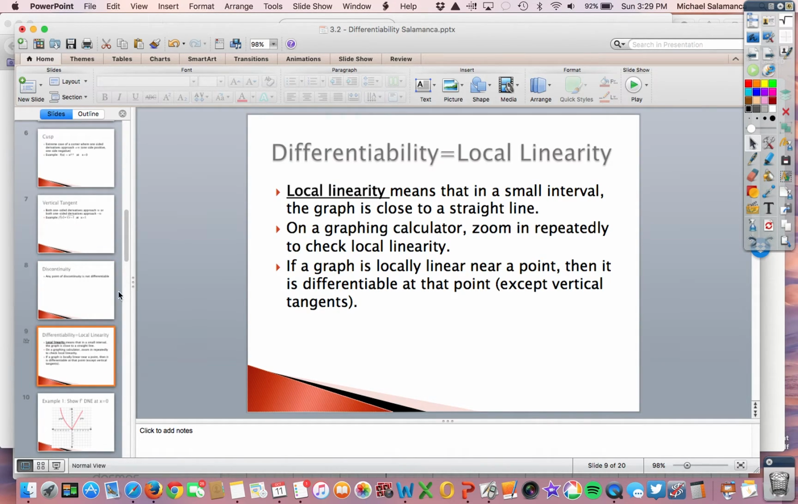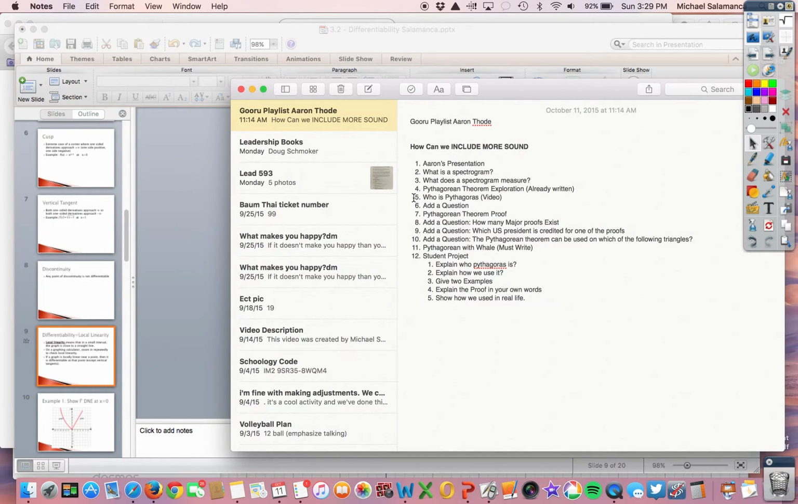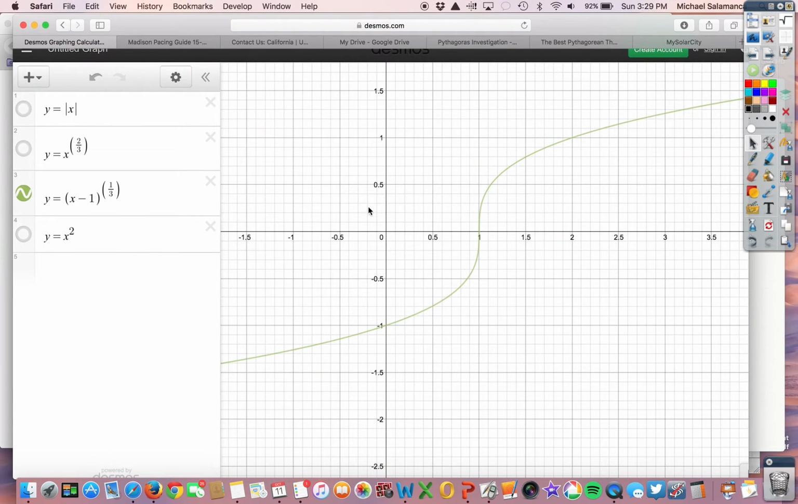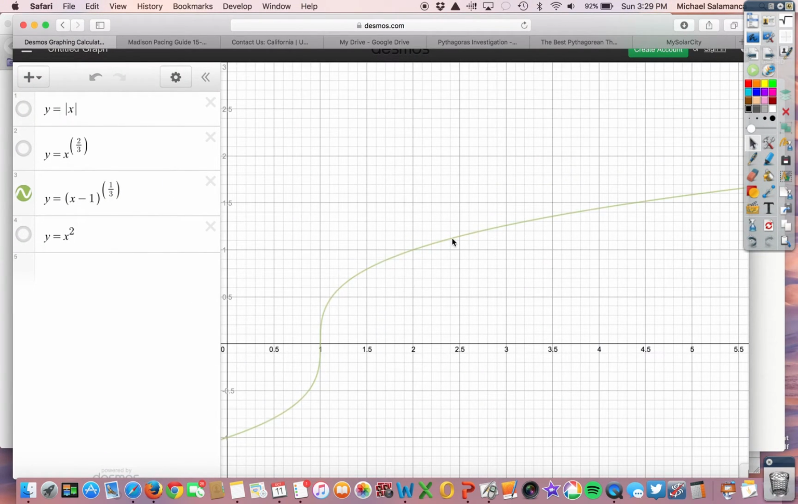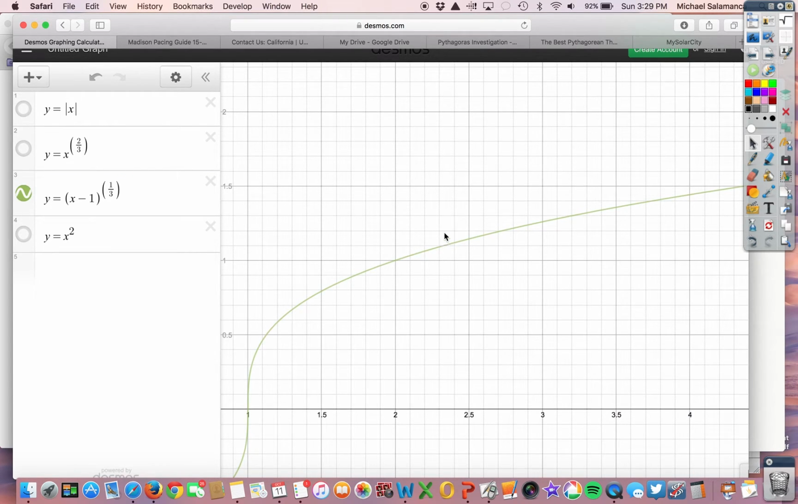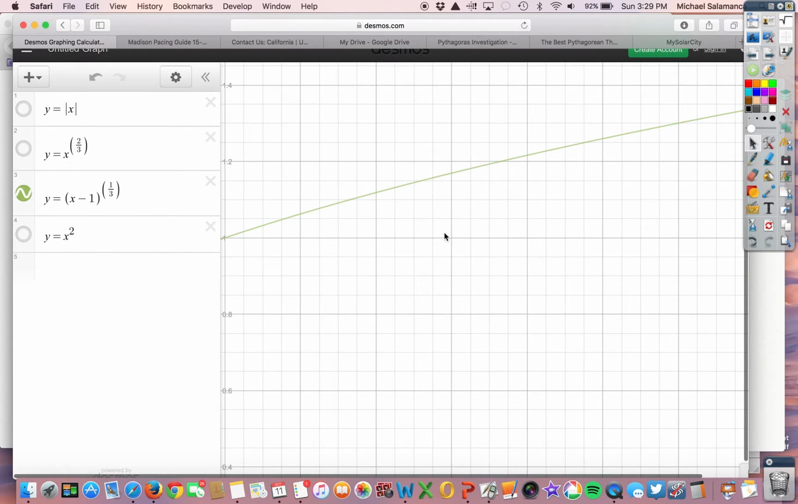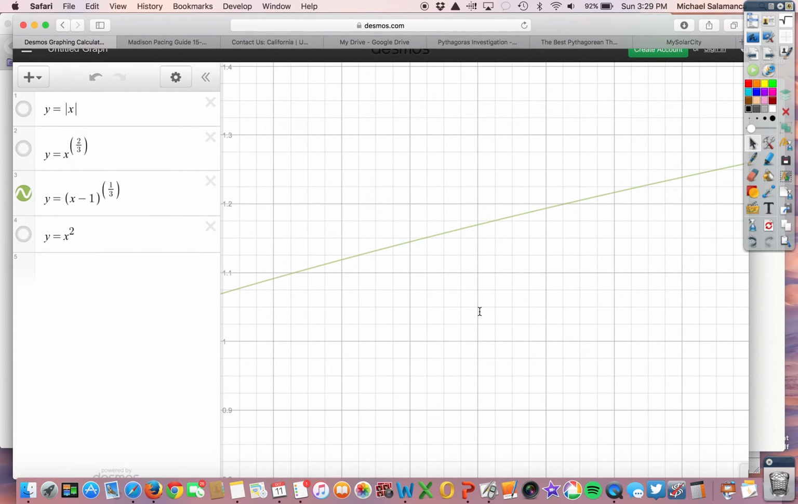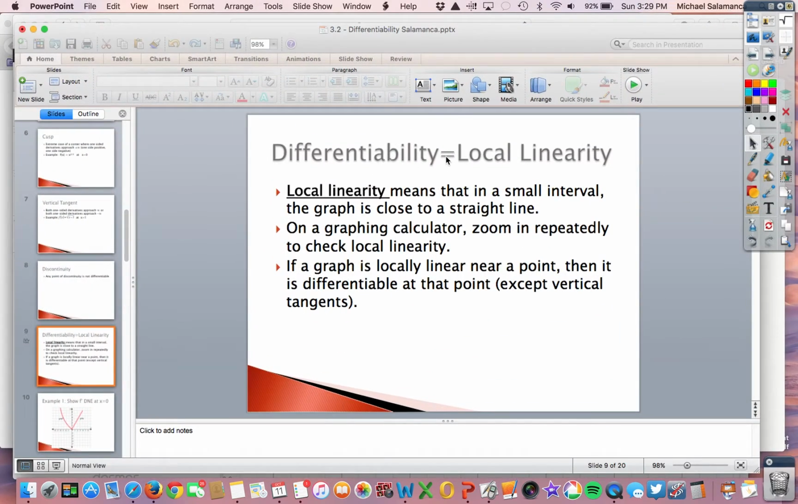Now, one of the ways we can see differentiability is if there's what's called local linearity. And local linearity means that there's a small interval that the graph looks like it's a straight line. So if we were to take a look at one of the former ones that we had, let's take a look at this graph here. And well, let's go away from x equals 1. If we were to get closer and closer and closer to this, you could see that this line looks very much like a straight line. So differentiability equals local linearity. So it means it looks like a straight line.